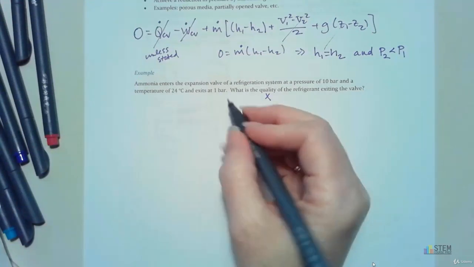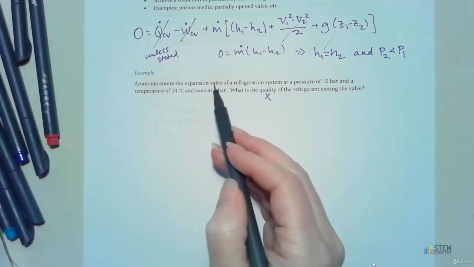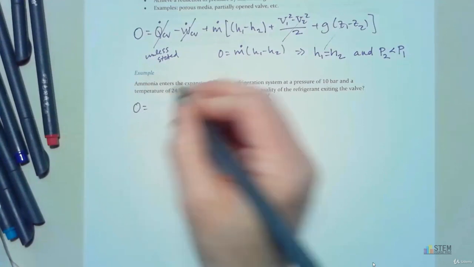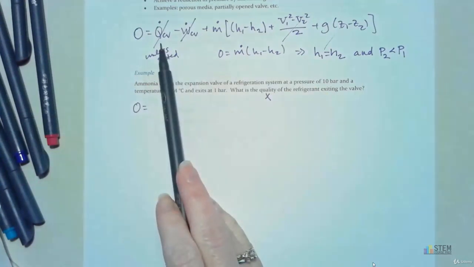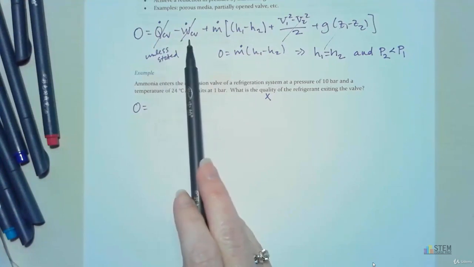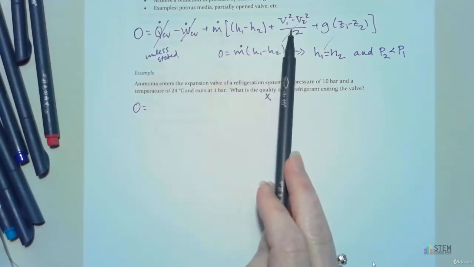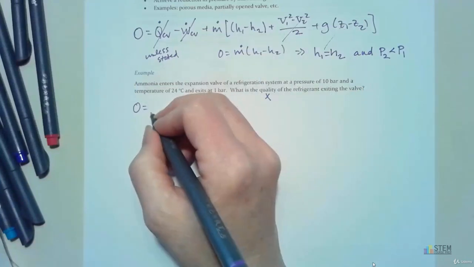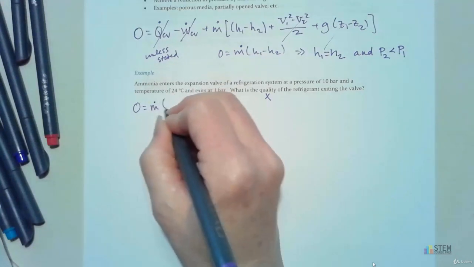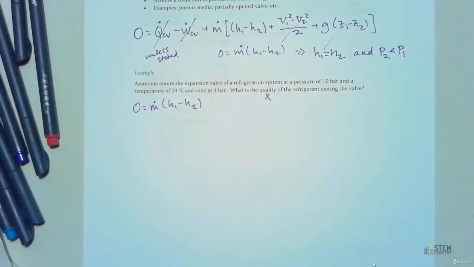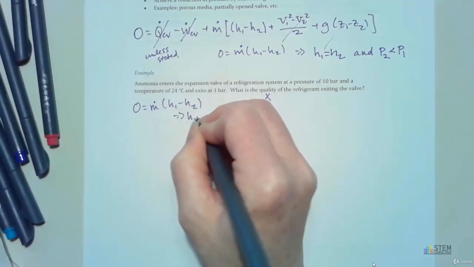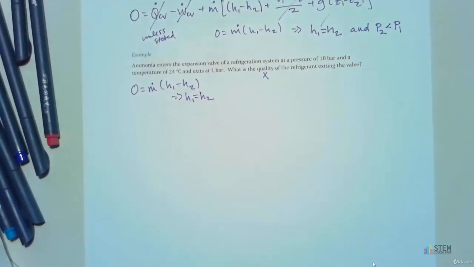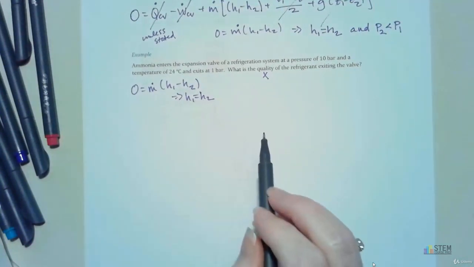Now, we have an expansion valve, so anytime you see a valve, that indicates some kind of throttling device. Let's write our equation down. We weren't told anything about a Q dot, so we can assume that's gone. W dot, nothing there. No velocities, no kinetic energy, and no potential, so those are all gone. That's going to leave us with 0 equals m dot times (h1 minus h2). So we know h1 equals h2. Now we need to find our values.